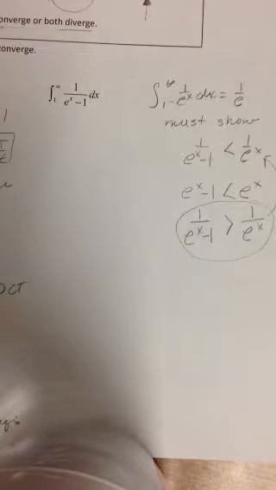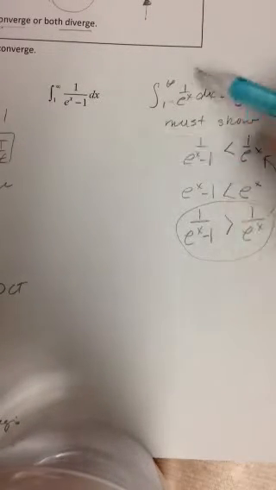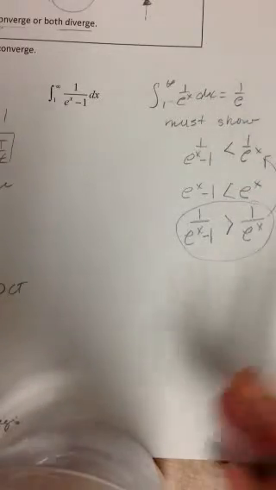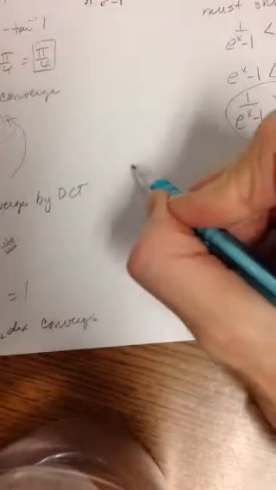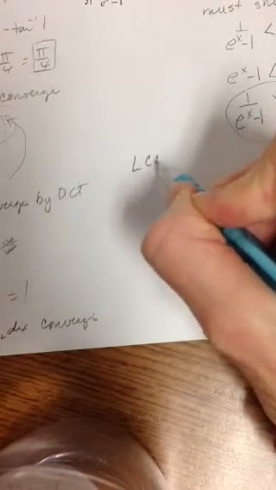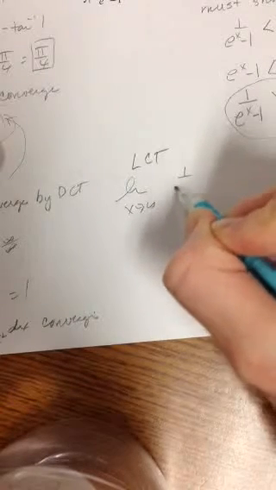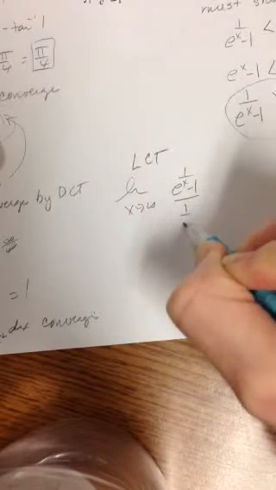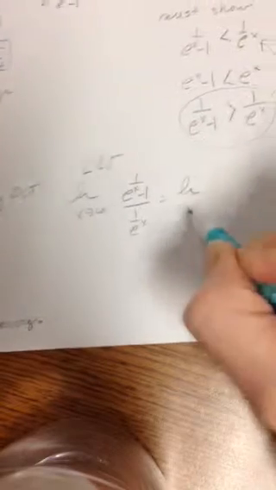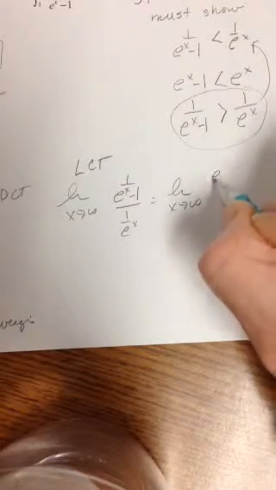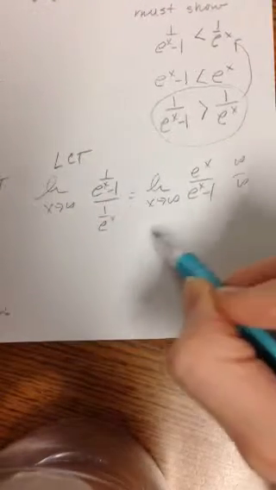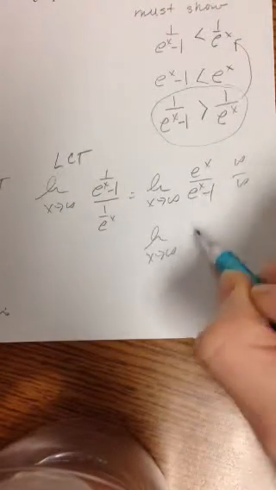Now, theoretically, there should be some function that I could find and I could establish the correct relationship. I thought the obvious one was 1 over e to the x. That didn't work, so now I'm going to try the limit comparison test. Take the limit as x goes to infinity of 1 over e to the x minus 1 over 1 over e to the x. Again, a little bit of algebra before I try to do anything else. I've got an infinity over infinity situation. L'Hopital's is going to end up as e to the x over e to the x.